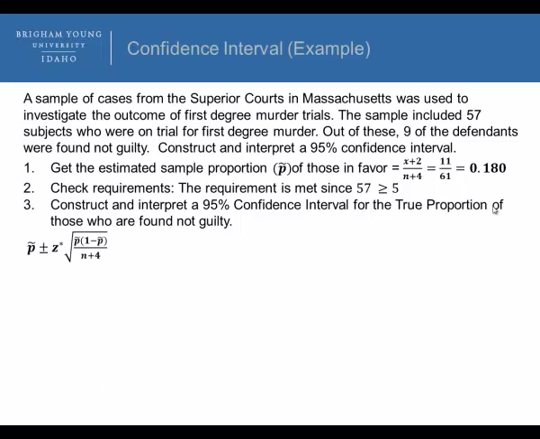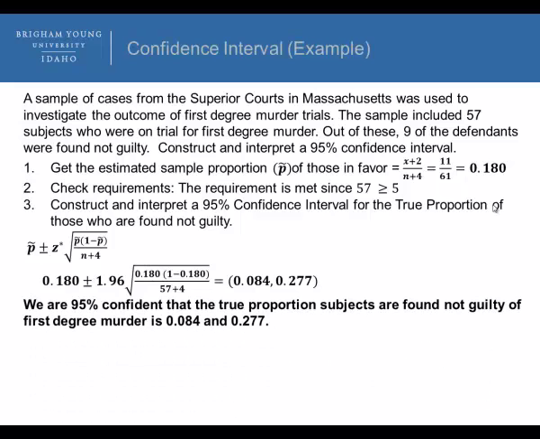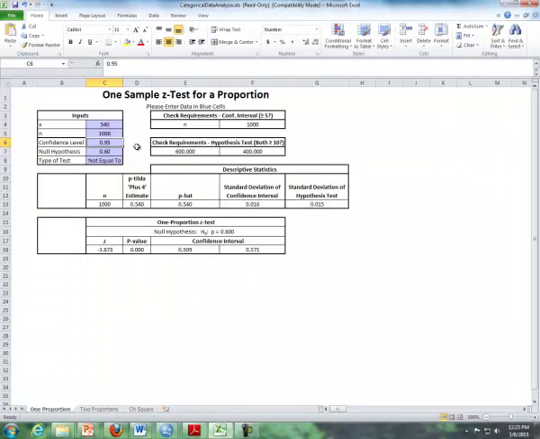Construct and interpret a 95% confidence interval for the true proportion of those who are found not guilty. And so this is our formula. If we did this by hand, this is how you would calculate it. And so we would say that we are 95% confident that the true proportion of subjects found not guilty of first-degree murder is between 0.084 and 0.277. Now if we were to use our tool here, I would put in 9 for x and 57 for n, and this is where we would get our confidence interval.